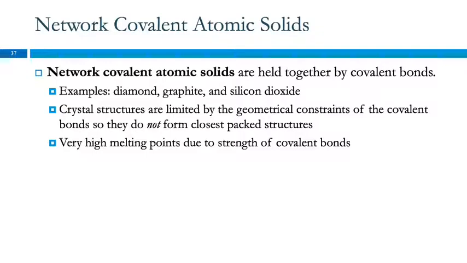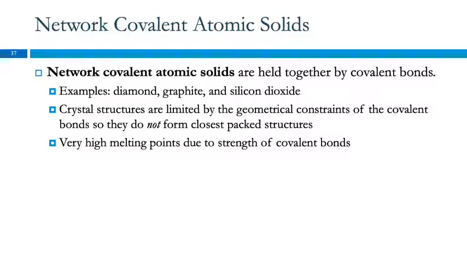And then network covalent atomic solids. Here we have individual atoms, but they are bonded to each other by covalent bonds. So why aren't these molecules? Because the entire piece of solid is essentially one molecule. It's not discrete molecules held together by intermolecular forces. The atoms are bonded to each other throughout the entire crystal. Examples would be diamond, graphite, and silicon dioxide.